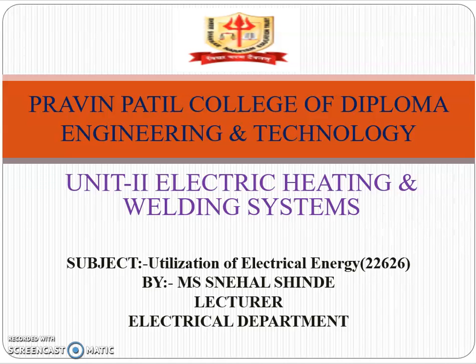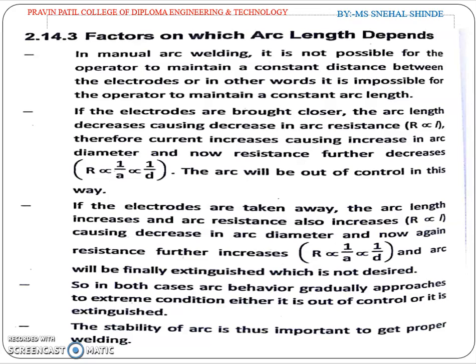Subject is Utilization of Electrical Energy, Subject Code 22626, Unit 2, Electric Heating and Welding Systems. Factors on which arc length depends.